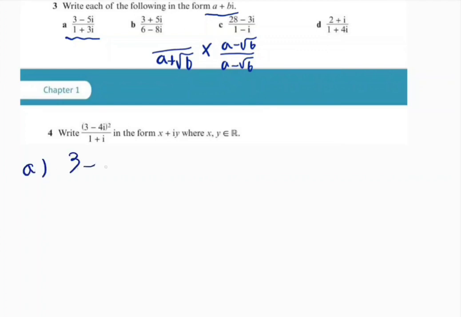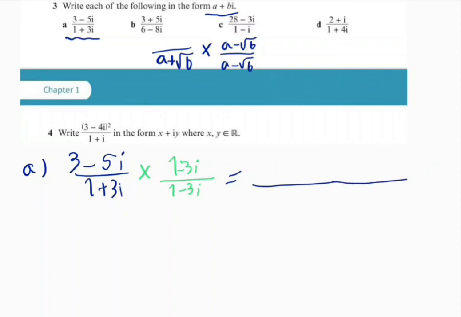For example, in question 3a, all you need to do is multiply the numerator and denominator by 4 minus 3i, and that's it. The rest is just a matter of working it out, because this allows us to get rid of the imaginary part of the denominator. We don't want to have an imaginary number in our denominator, so we always try to get rid of that. Hopefully you're familiar with the rest.